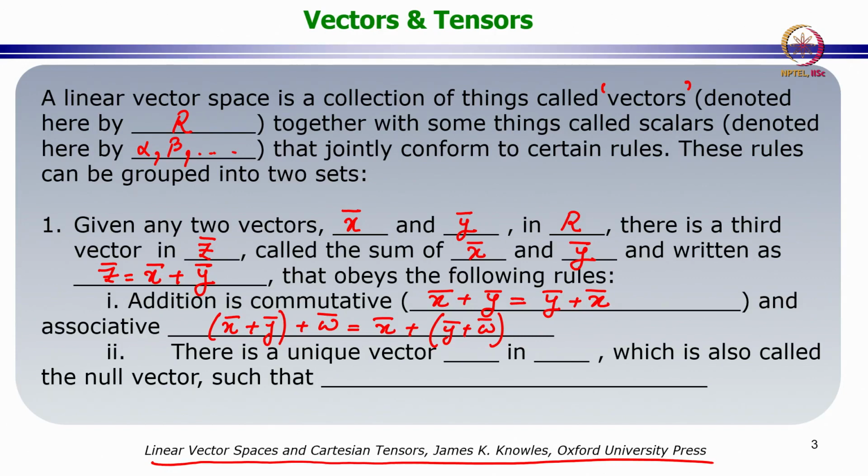Further, we also specify that there is a unique vector which we will call 0 with a bar over it in R, which is also called the null vector, right? And it is a null vector such that if you do a sum of any vector with this null vector, it always results in the same vector x, right. So these are the rules for addition. Okay. So the rules for addition are done.